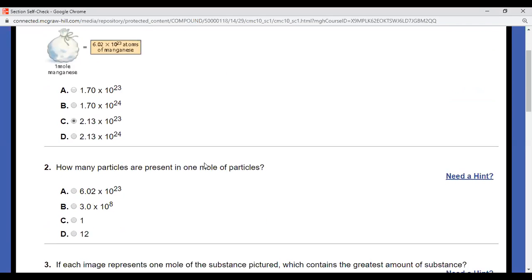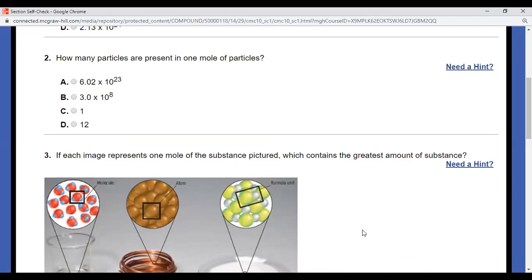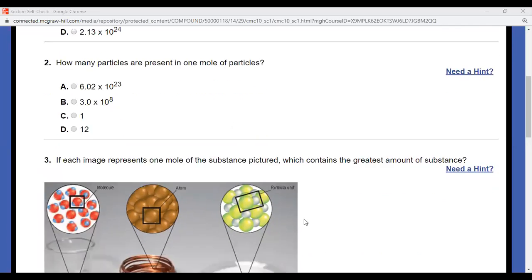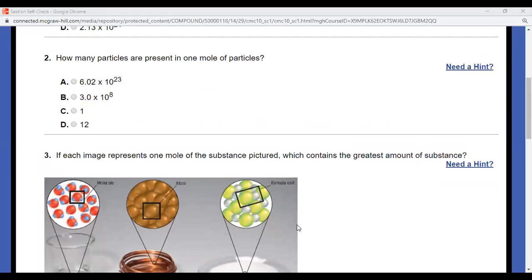Okay, Abdullah, can you answer the second question? How many particles are present in one mole of particles? He wants the number of particles. What is the rule for number of particles? Number of particles equals what? Number of moles. Okay, how many particles are present in one mole?